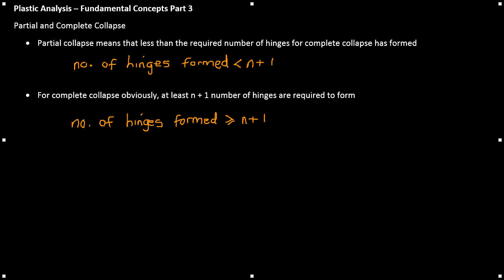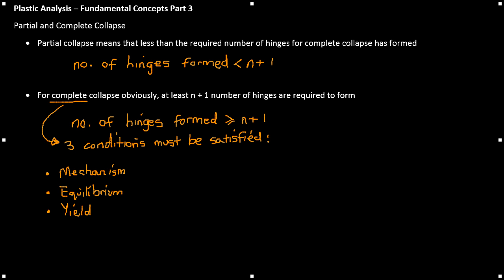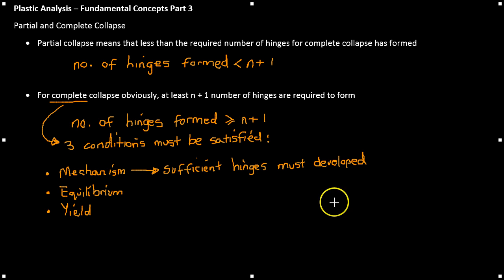However, for complete collapse, 3 conditions must be satisfied. They are the mechanism, equilibrium, and yield conditions. For the mechanism condition, sufficient hinges must develop, and that's what we're referring to when we talk about the n plus 1.